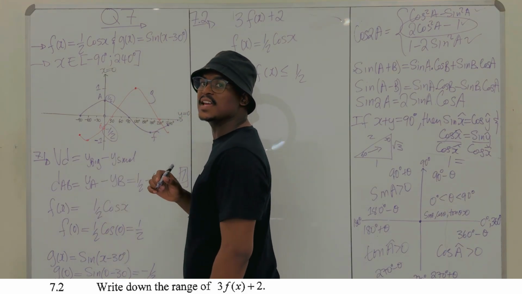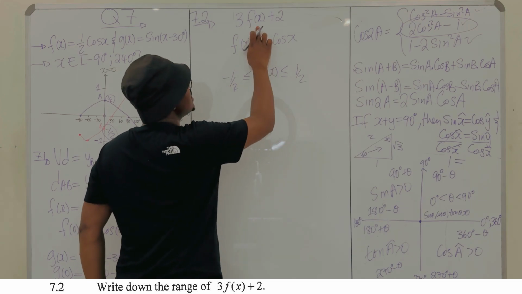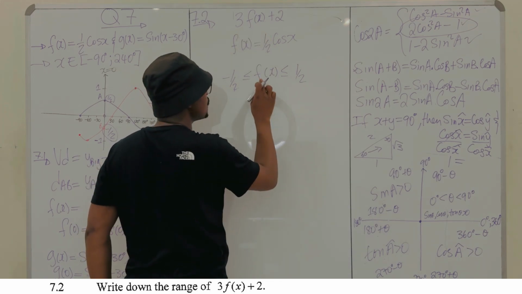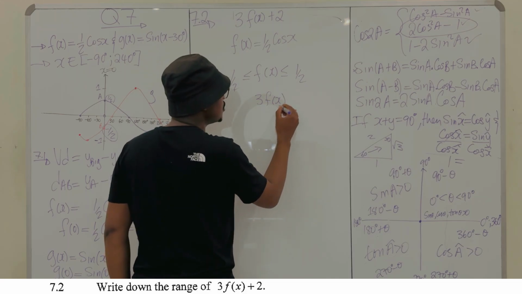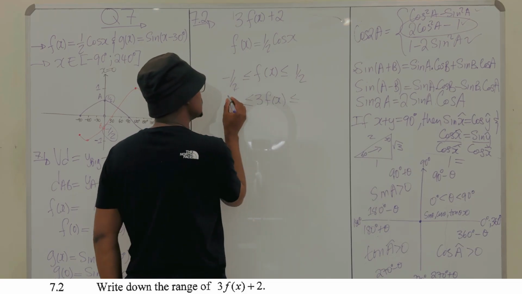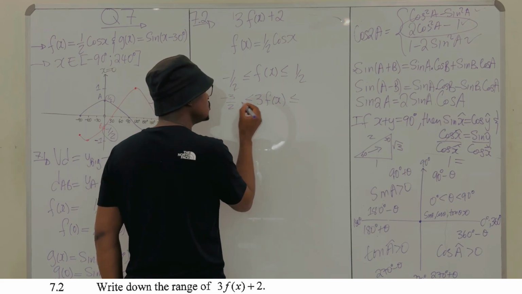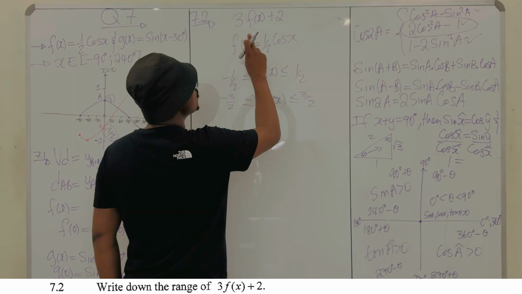Right? So those are the y values that this function takes. But if you want to create that, first multiply by 3. If you multiply this by 3, what will you get? You get 3 f of x. So you have to multiply it throughout, because you multiply this f, so you must multiply the entire thing. So this side you have minus 3 over 2. This side you have 3 over 2, right?